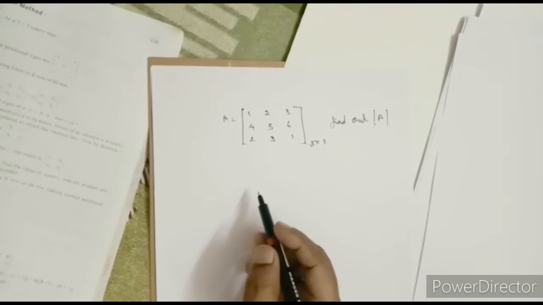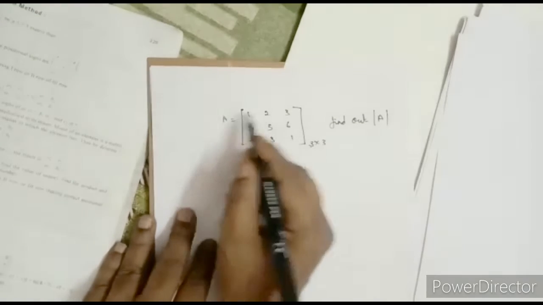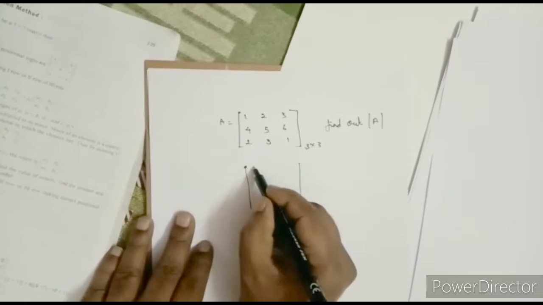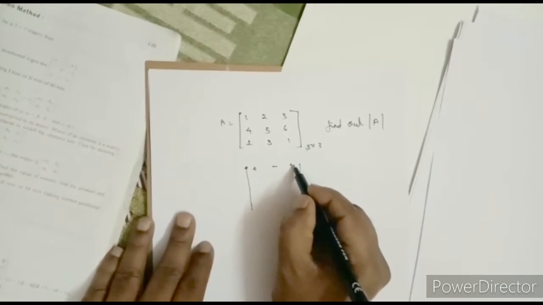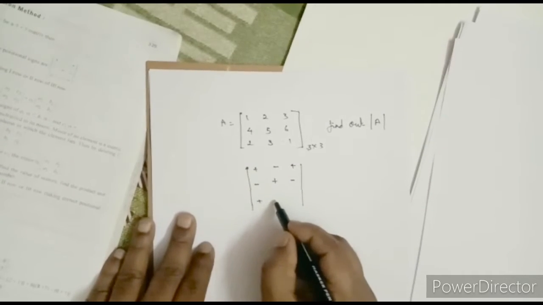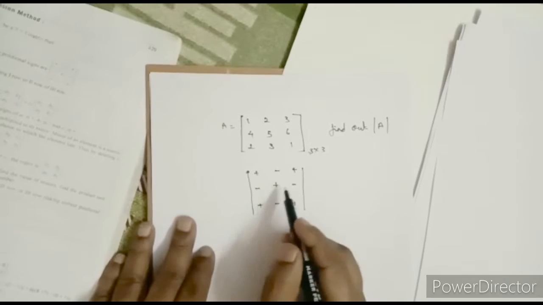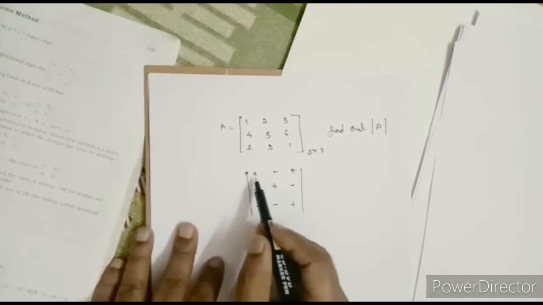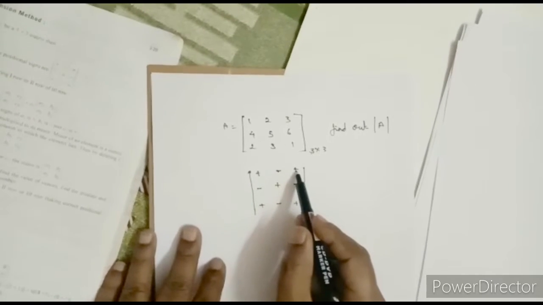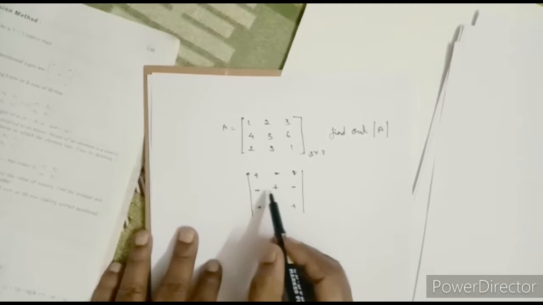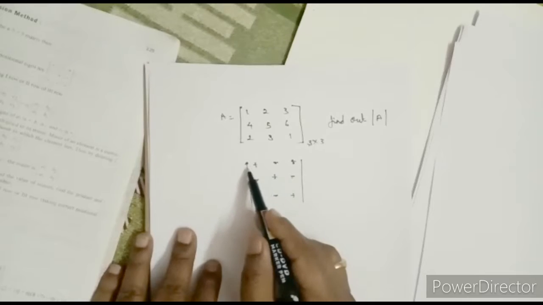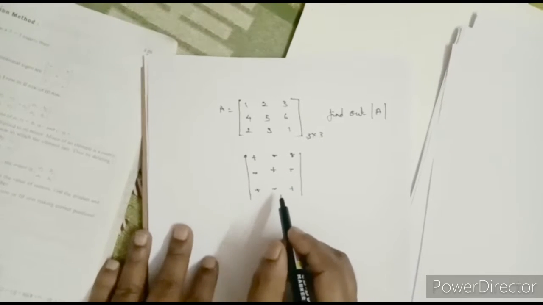the positional signs of a determinant are, here it will be like plus, minus, plus, minus, plus, minus, plus, minus, plus. We should always remember this part. The first element will start with plus, second element is minus, third one is plus. Once again, minus, plus, minus, plus, minus, plus. We need to remember this. Always we need to remember this.